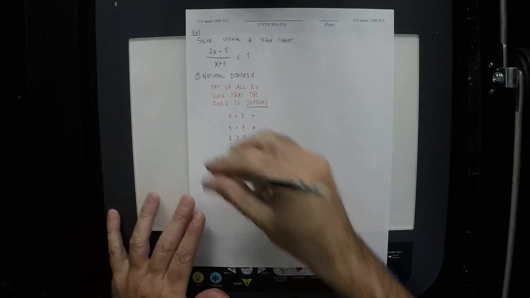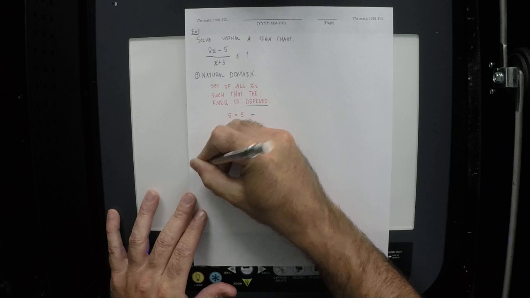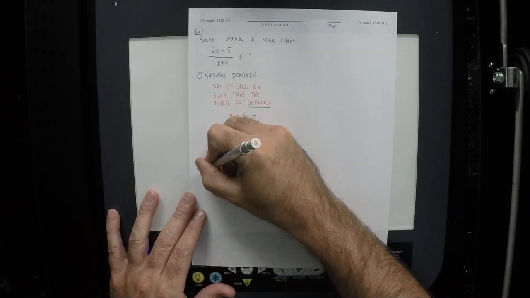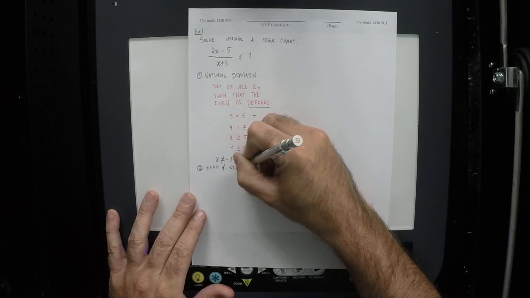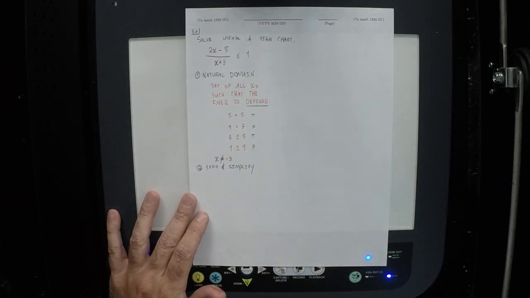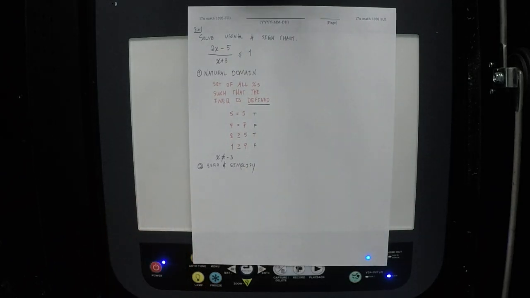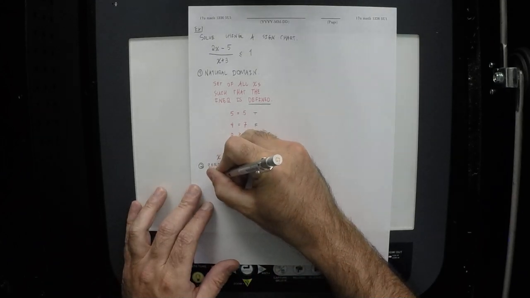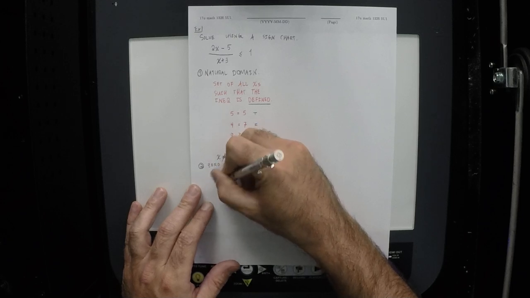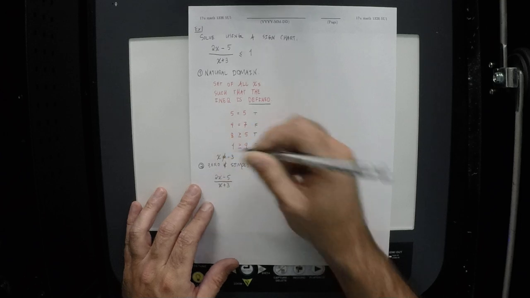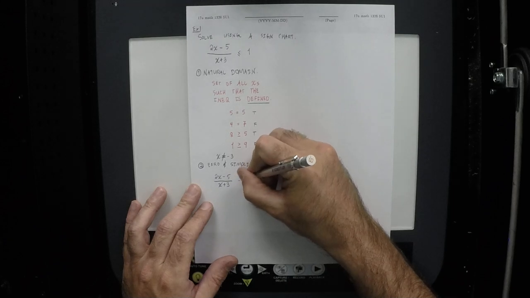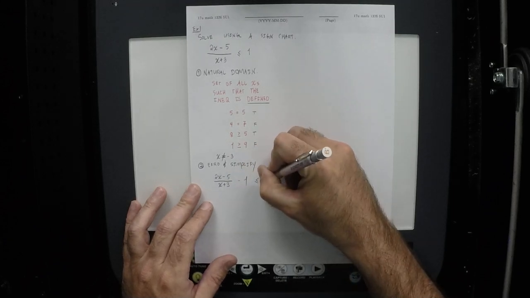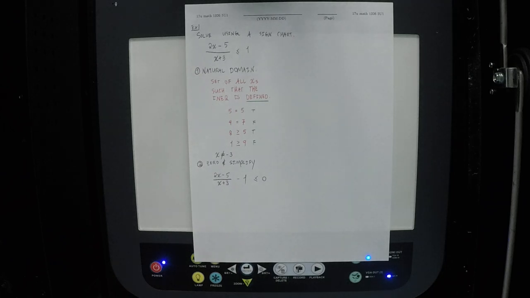So now, that aside, the next thing that you have to do to make a sign chart is you're going to zero and simplify. So specifically, I want to get one of the sides of the inequality to be zero. So the way that I'll do that is I'll say subtract 1 from both sides. So if I subtract 1 from both sides, then now it reads like that. One of the sides is 0.